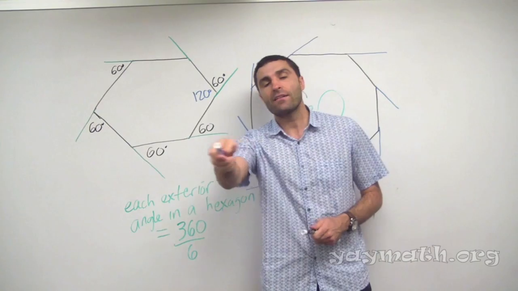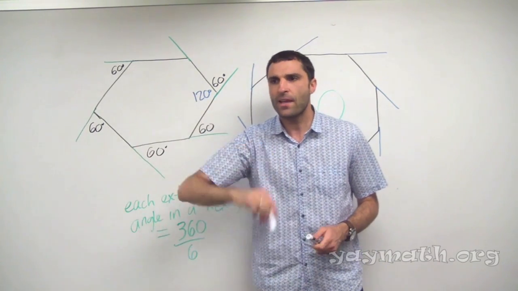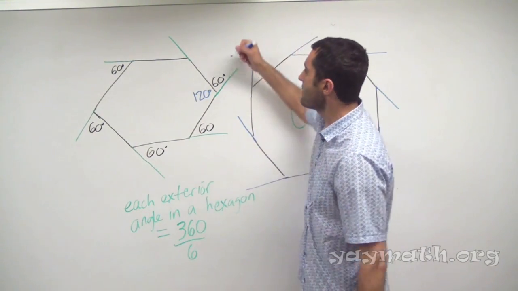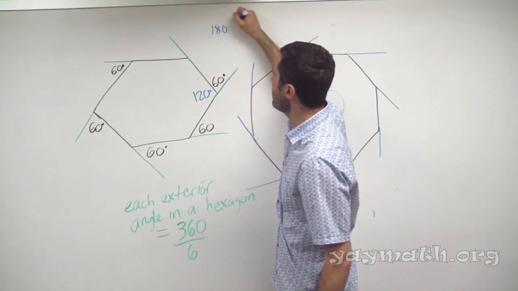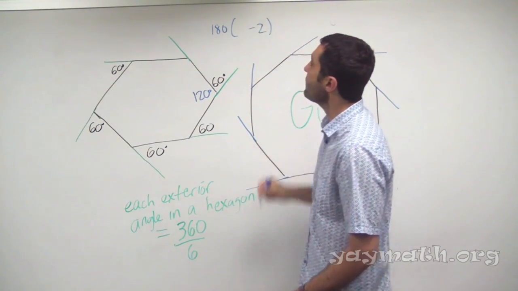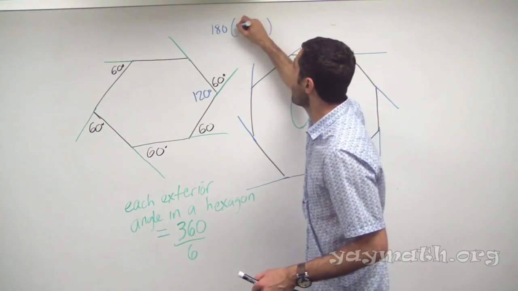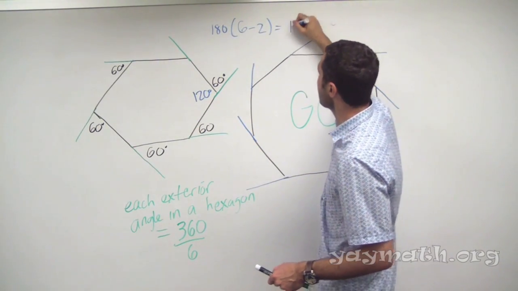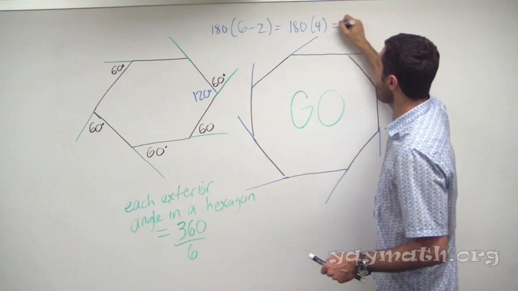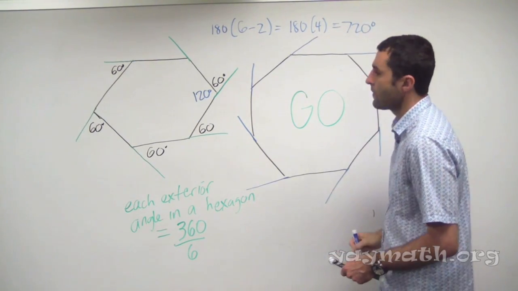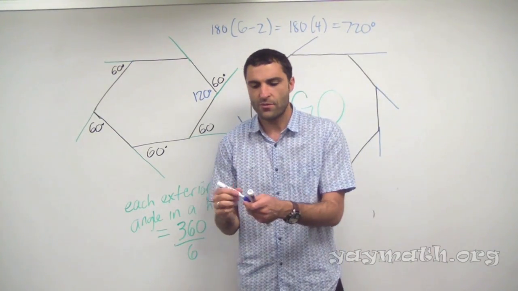And now remember how to get all the inside angles. Remember that rule? Let's do the inside angle rule again. It's 180 times what minus 2? Which is what in this case? 6. 6 minus 2 is 4, so 180 times 4 is 720. Or you can get 720 how?